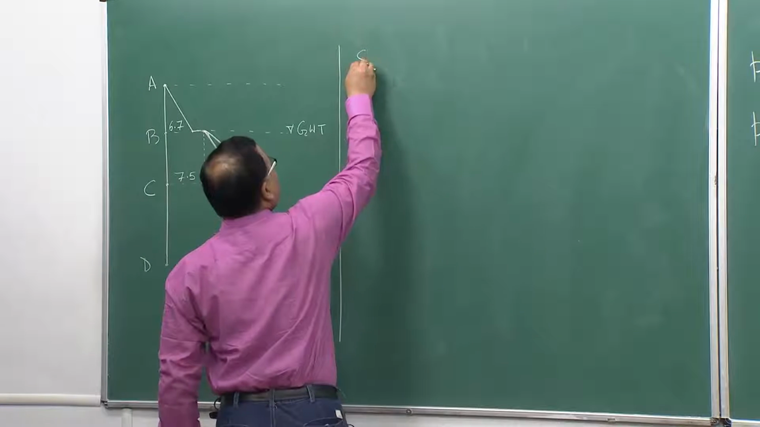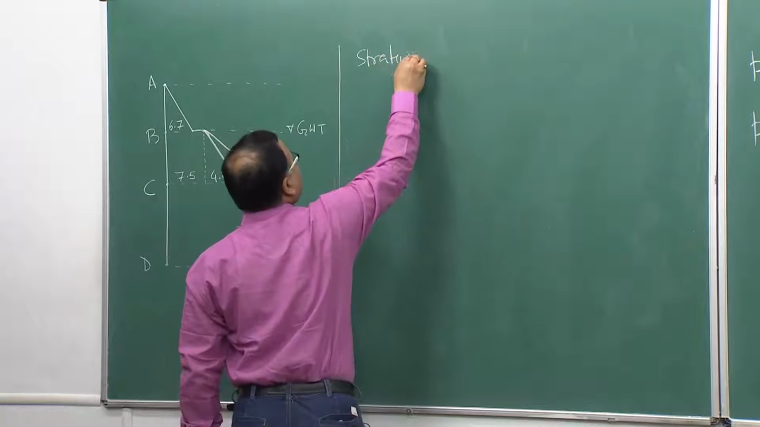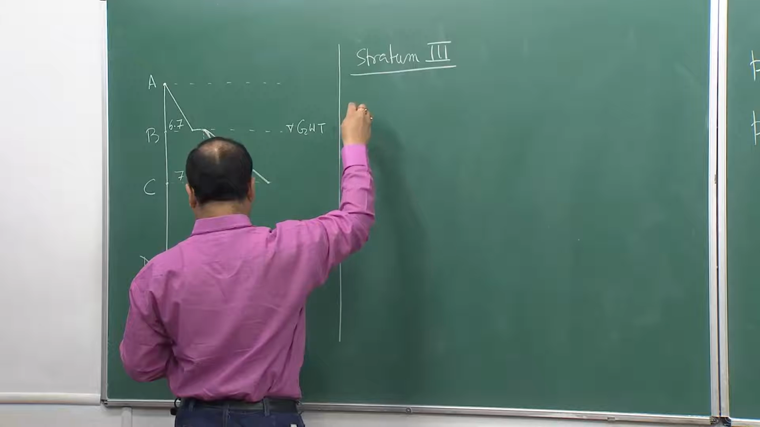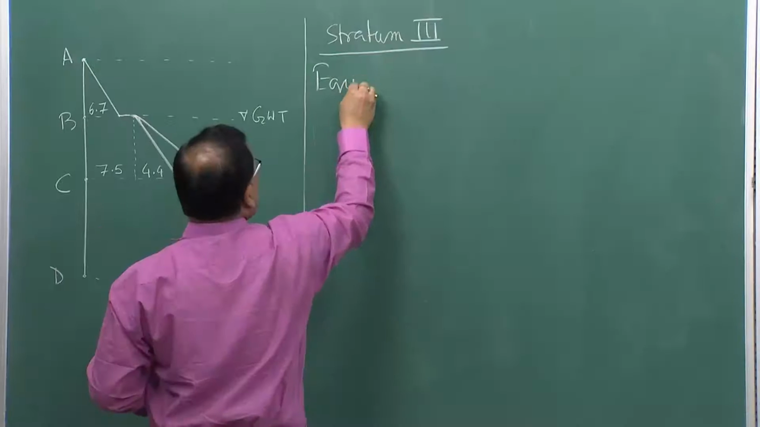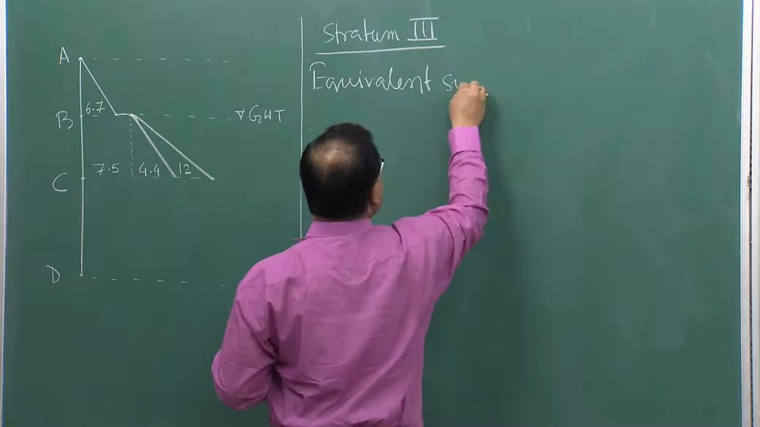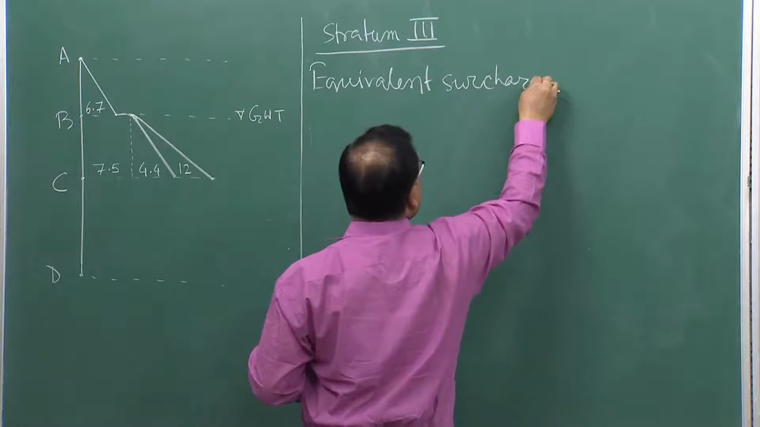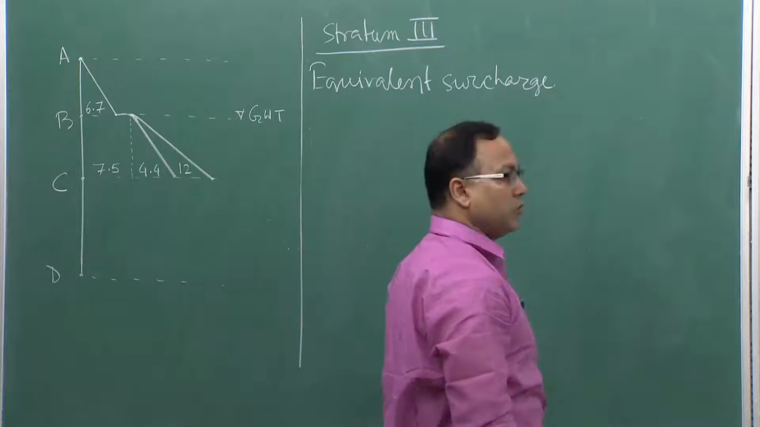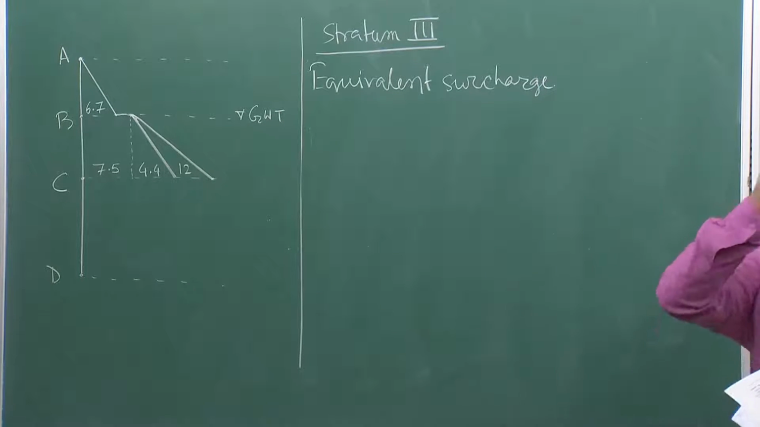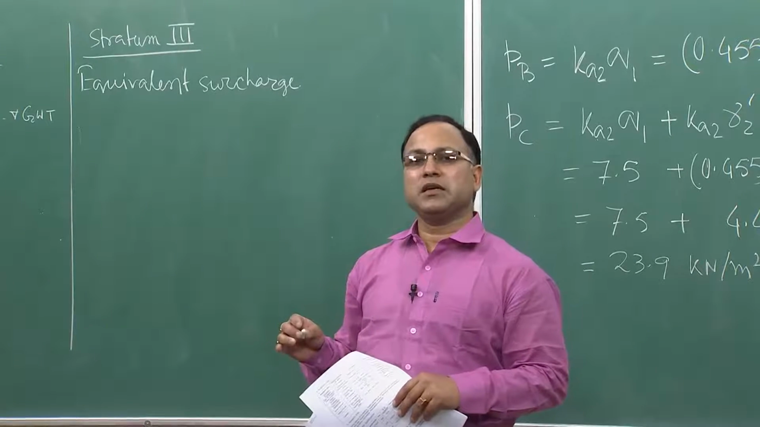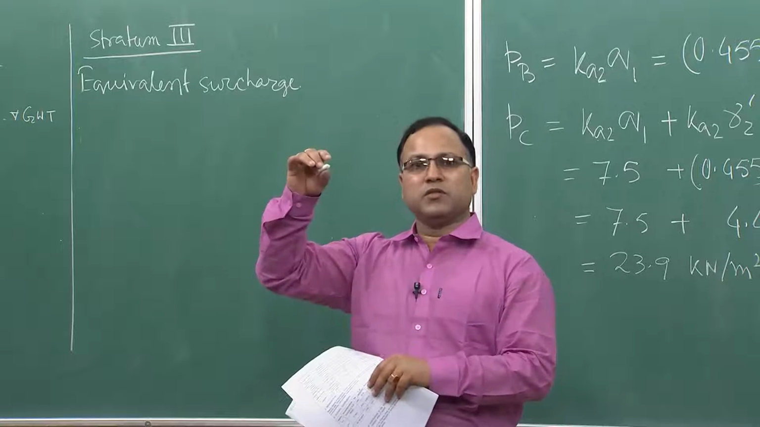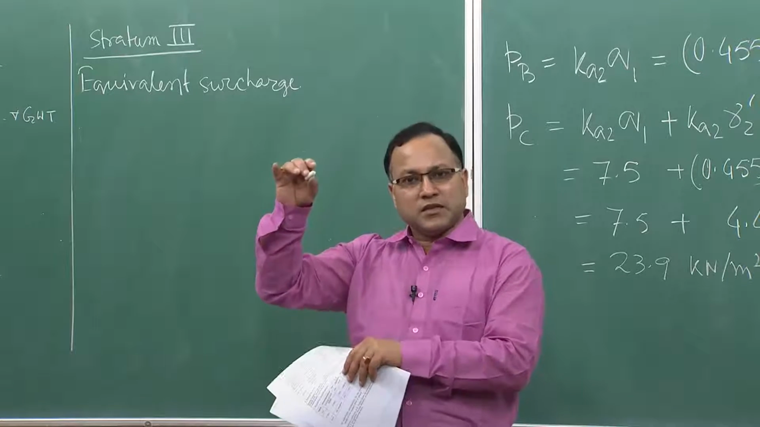Now, if we consider stratum 3, equivalent surcharge as before, we can calculate surcharge due to stratum 1 and stratum 2. Now, when you are considering stratum 3, basically your equivalent surcharge, that means on top of this stratum 3, what are the layers lying? The stratum 2 and stratum 1 both are lying on top of your stratum 3. So, that will be acting as a surcharge component.